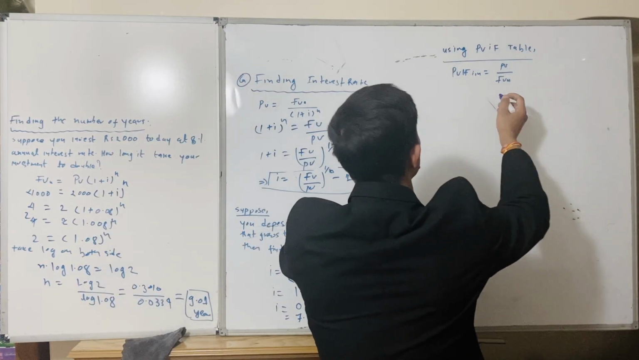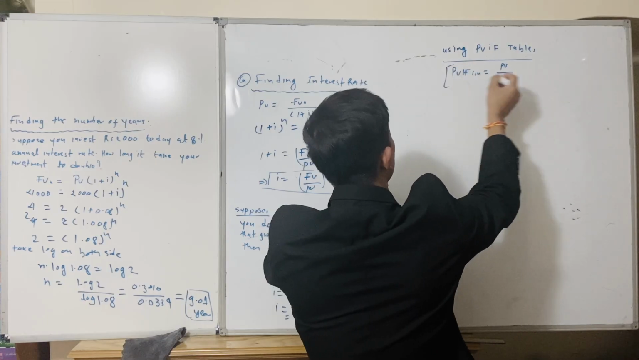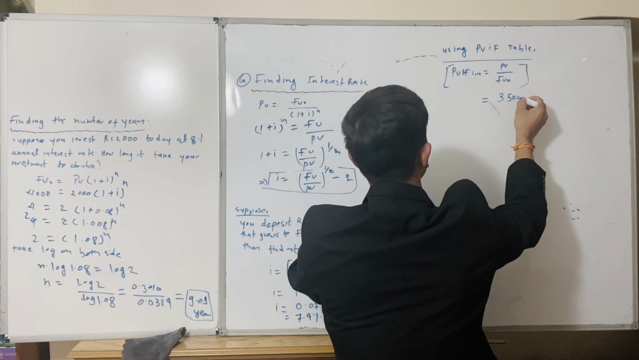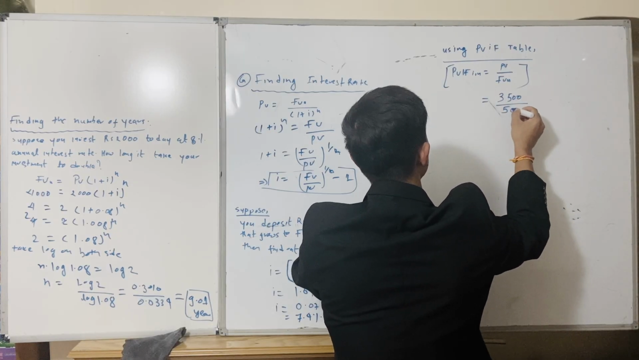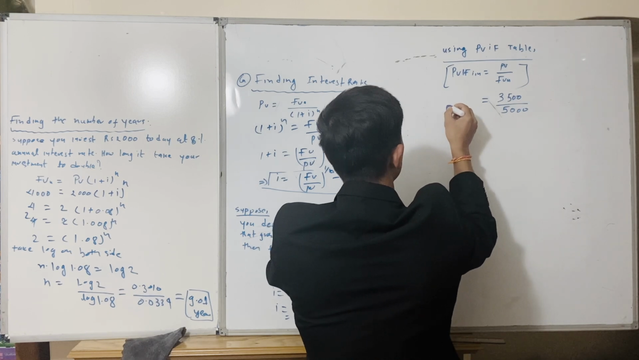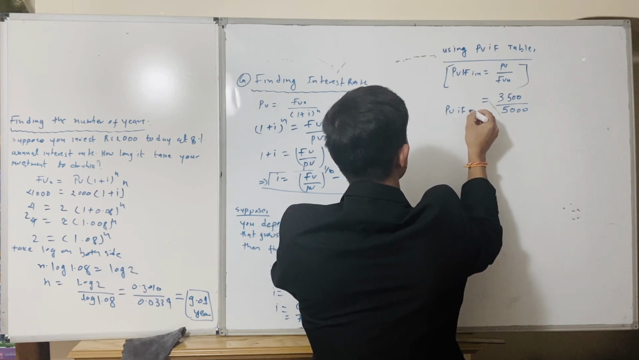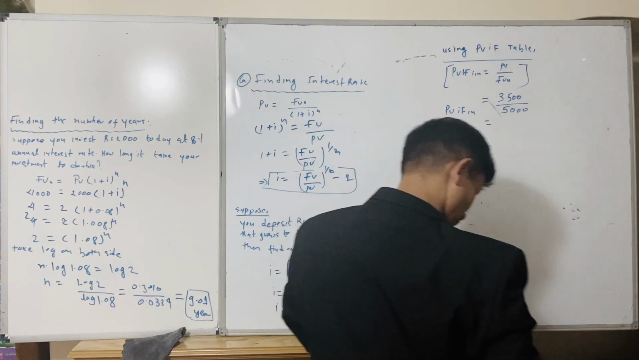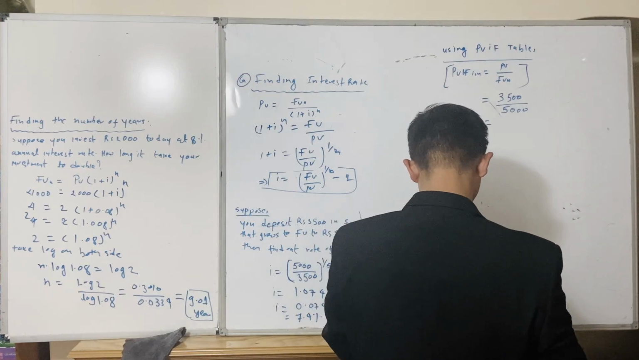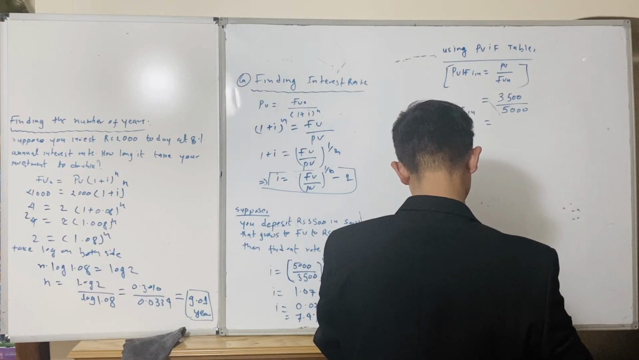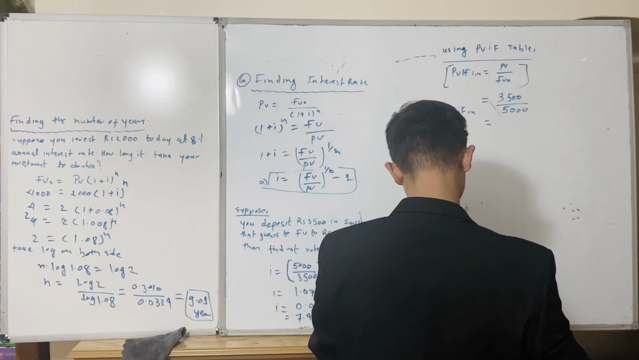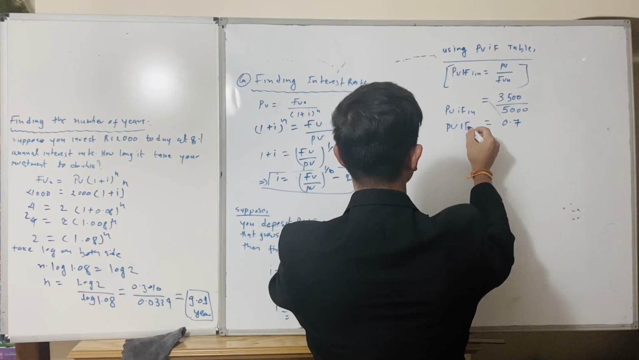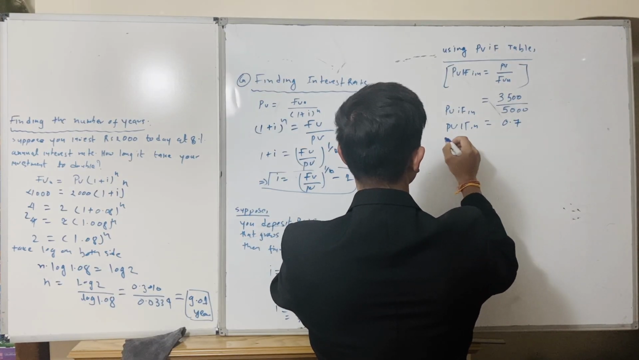Or we can use this formula. The present value is 3500 divided by 5000 future value, which gives the PVIF, the present value interest factor. Let's divide 3500 by 5000. We get 0.7, the PVIF is 0.7.